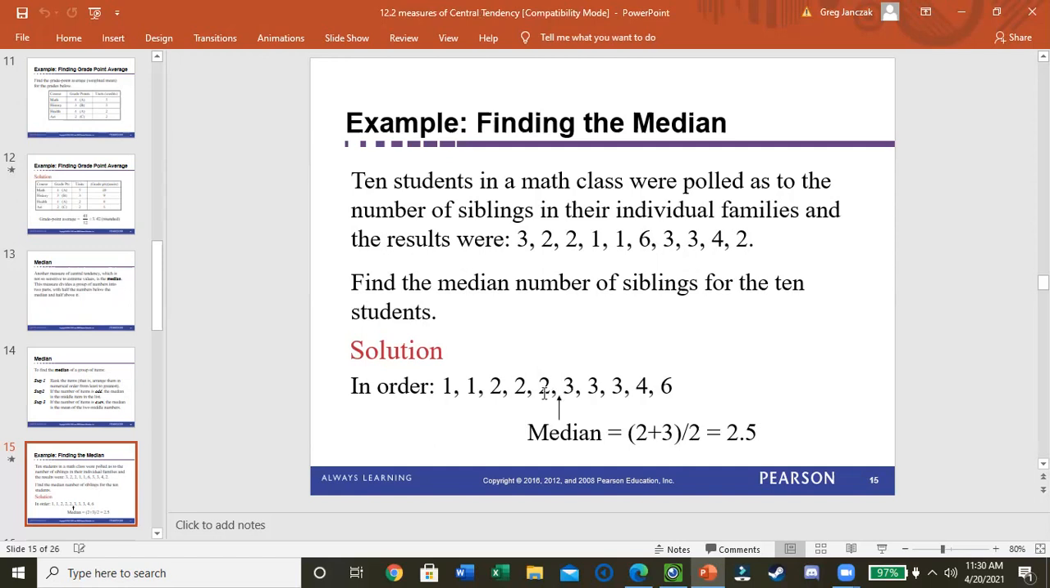So your median divides the number of items on the left and the number of items on the right. So we got 5 left, 5 right. And so our median is 2.5. Alrighty, any questions there? Okay.